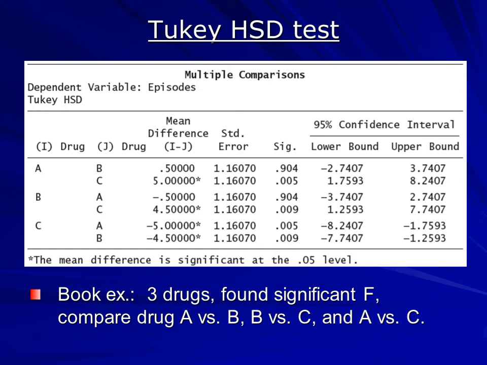It's just flipped around. That's why we got a negative sign. That's why we got the same standard error. That's why we got the same significance level. We got the same sort of confidence intervals. They're just in different directions. So B versus A is the same as A versus B.